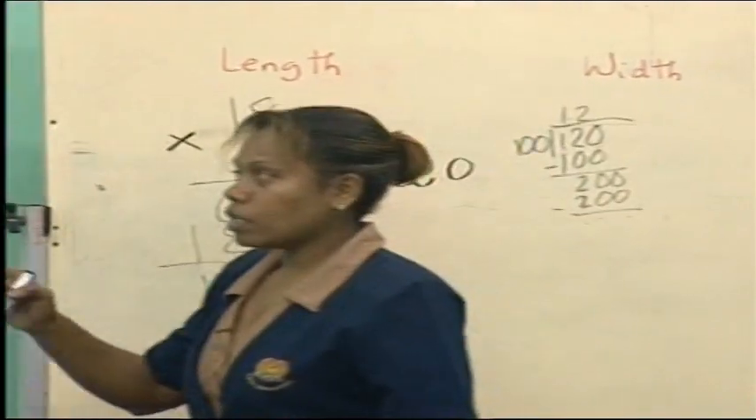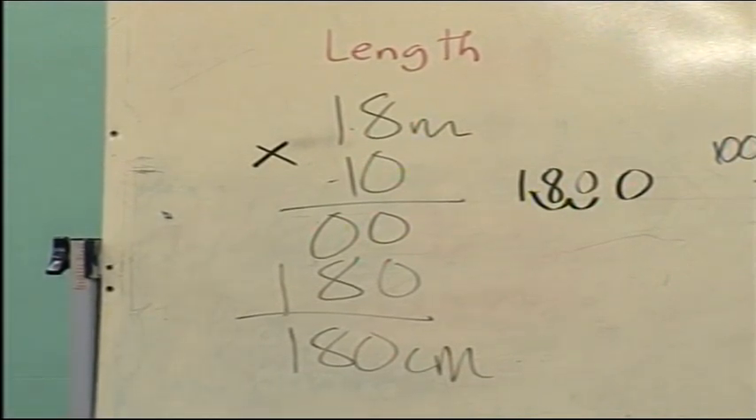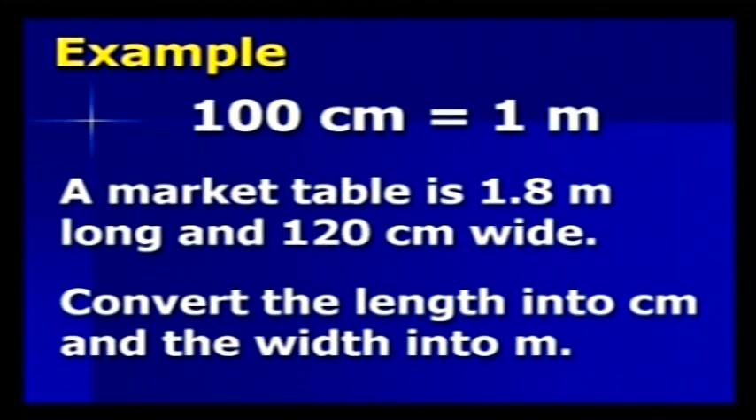So because of the decimal point, 1.8 meters times 100 is 180 centimeters. Okay, class? If you did not have any decimal point, if you had 18, and you multiply by 100, you would have 1,800. Okay? All right, the next one, the width.